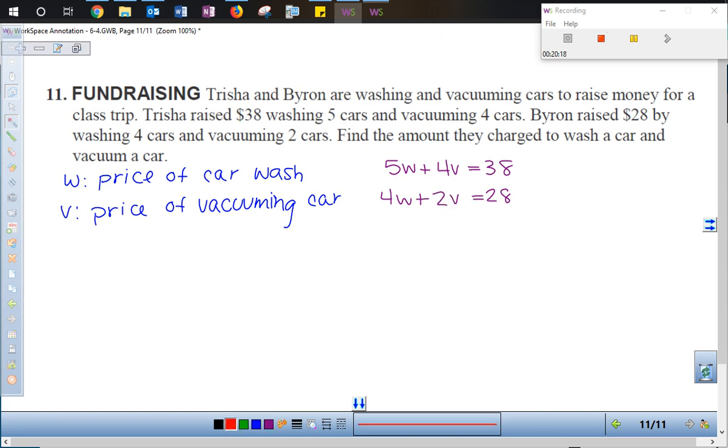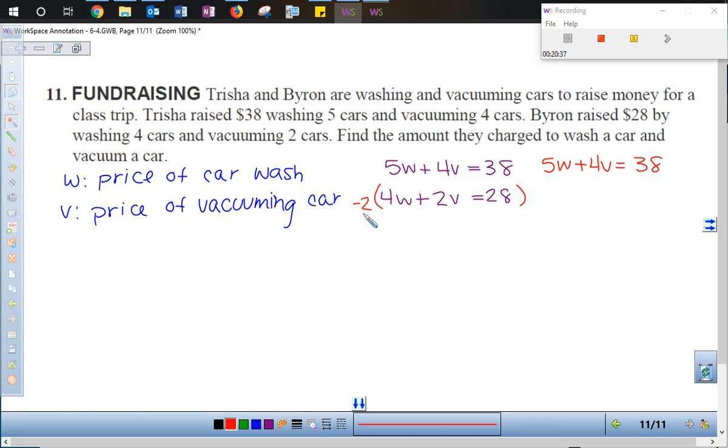Now we need to solve this system, and we're going to do it by elimination. So I look here and I can easily eliminate my v's by multiplying the bottom equation by -2. I can bring my first equation straight over because I didn't mess with it, so 5w plus 4v equals 38.